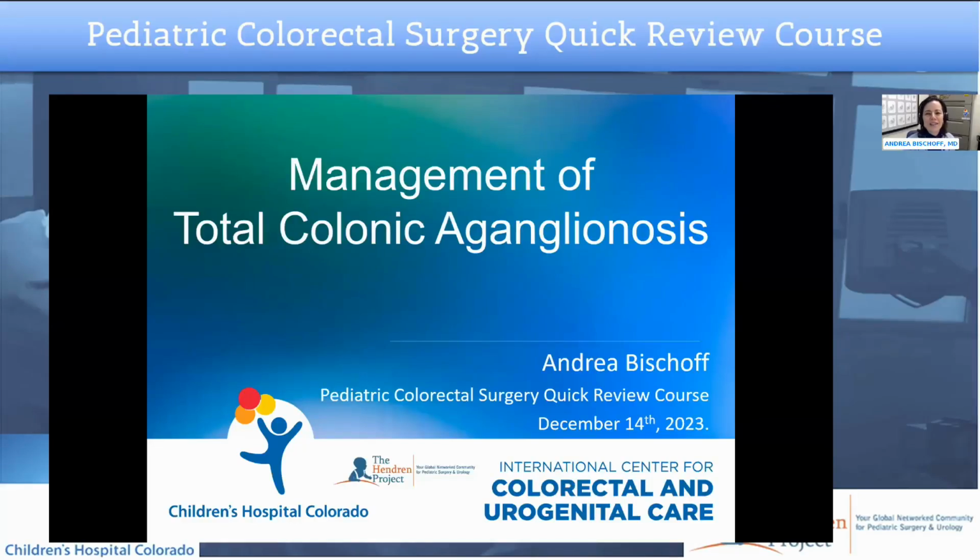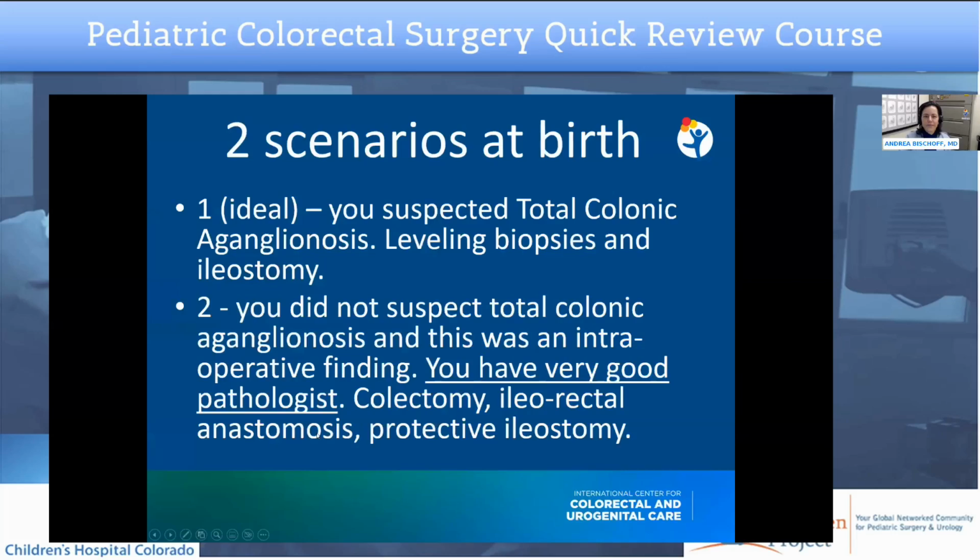Okay, so now we're going to talk about the management of total colonic aganglionosis. We're going to discuss two scenarios. Number one is the ideal scenario. You suspected total colonic aganglionosis because you have done a contrast enema and you saw that the patient loses the splenic and the hepatic flexure. It's more rounded. You don't see a clear transition zone.